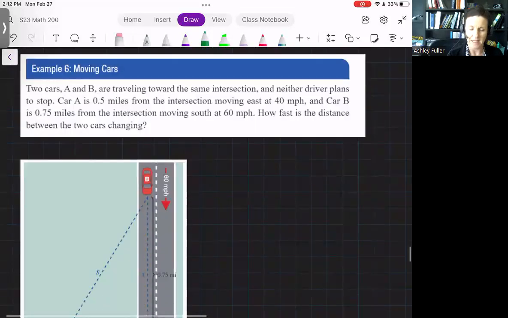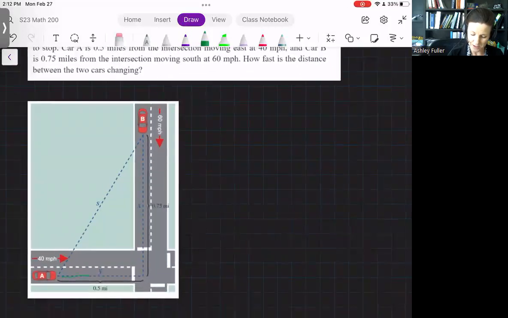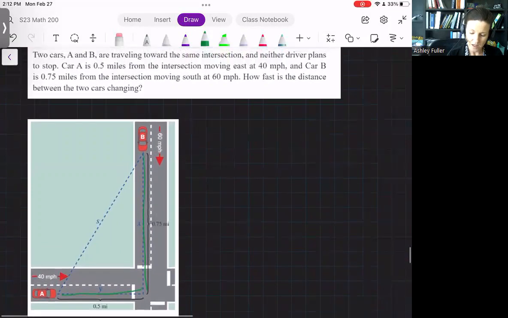Another place that can come in handy is if we have things traveling in two different directions and we want to know how much they're spreading apart from each other. If we have two cars traveling towards an intersection, one from the y direction and one from the x direction as listed here, neither driver plans to stop. We want to see how quickly they're coming at each other. Car A down here is traveling 40 miles per hour, and car B is traveling 60 miles per hour. How fast is the distance between the two changing?